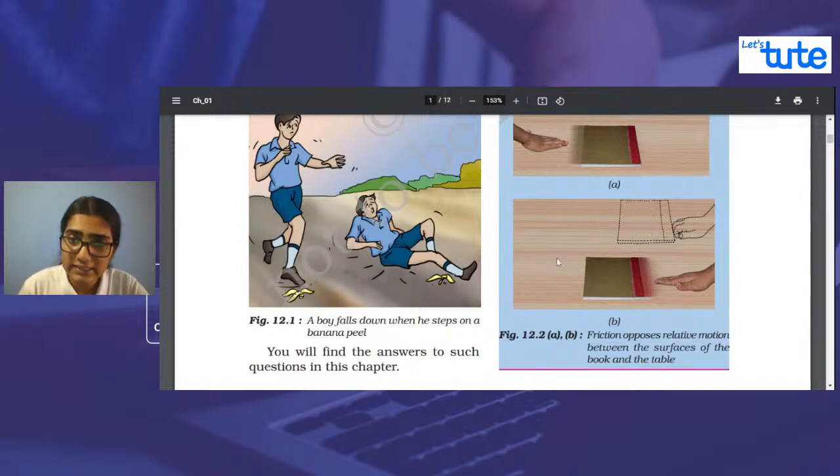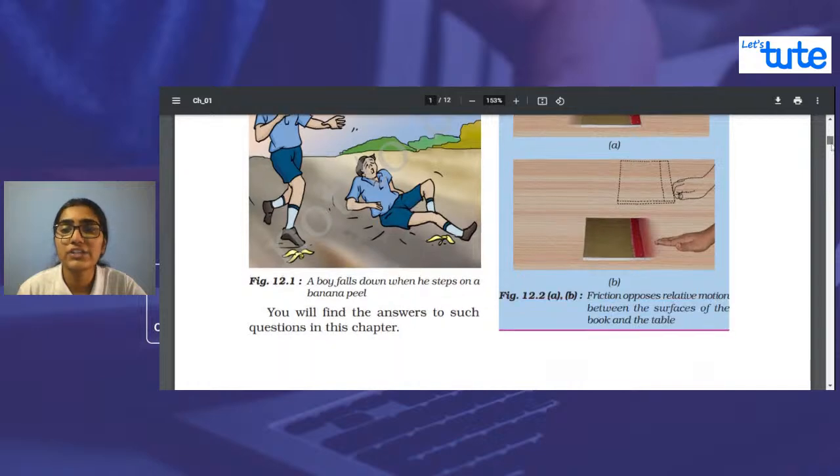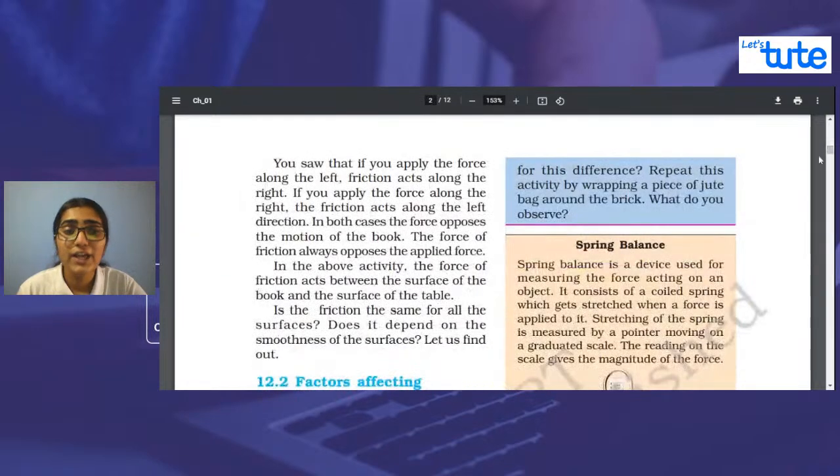So this means that the force of friction is opposite in direction. Once again, the force of friction is opposite in direction. Why do we say it's opposite in direction? Because whatever direction you are applying the force, friction is exactly in the opposite direction.